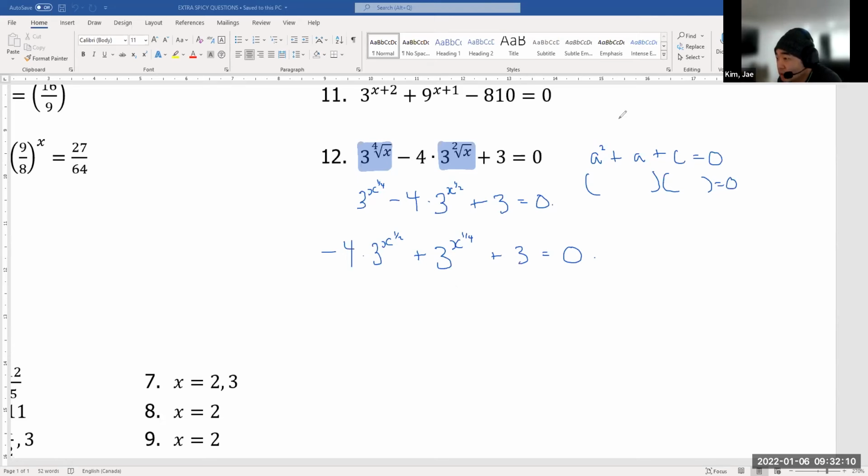I think it is 3 to the power of 4x square root x, not 3 to the power of 4th root. Is that right? Let me take a look at the photo again. Spicy equations.